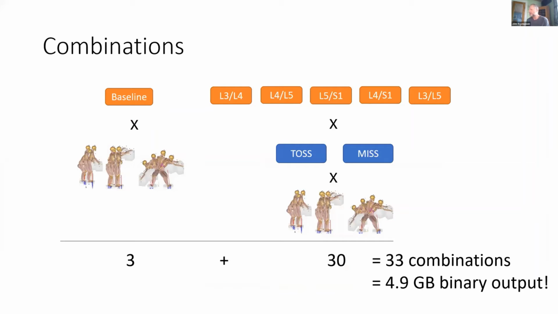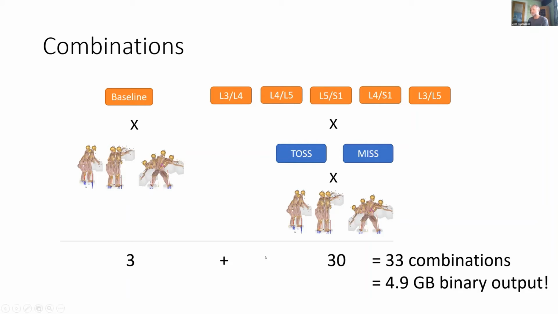So the combinations that we're investigating are these that you see here. We have a baseline case, an able-bodied individual. There are three lifts, so that gives us three cases. Then we have five different fusions that we're looking at: L3-L4, L4-L5, L5-S1, L4-S1, and L3-L5. All of these are combined with the two different surgical approaches, the traditional open spine surgery and the minimally invasive surgery. These are again combined with the three lifting scenarios, and that gives us another 30 cases. So we arrive at 33 combinations of surgeries and motions.